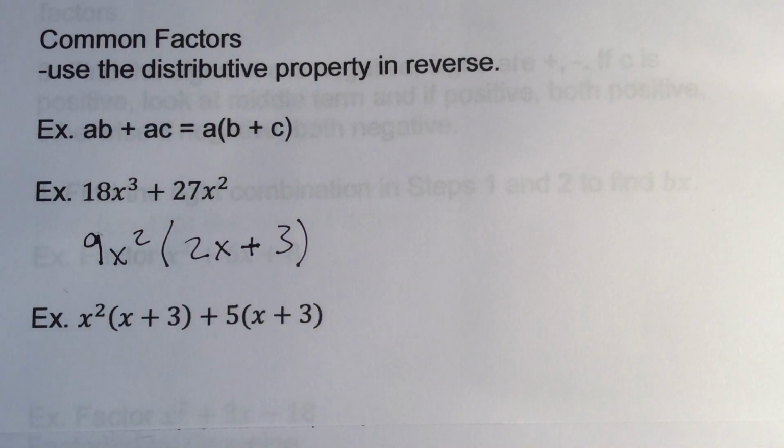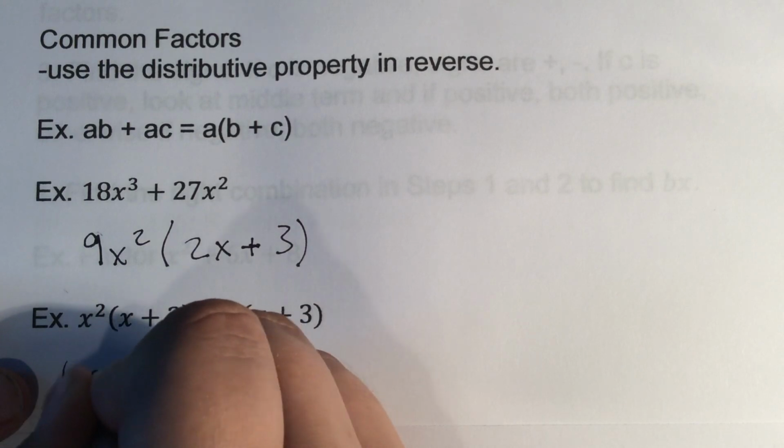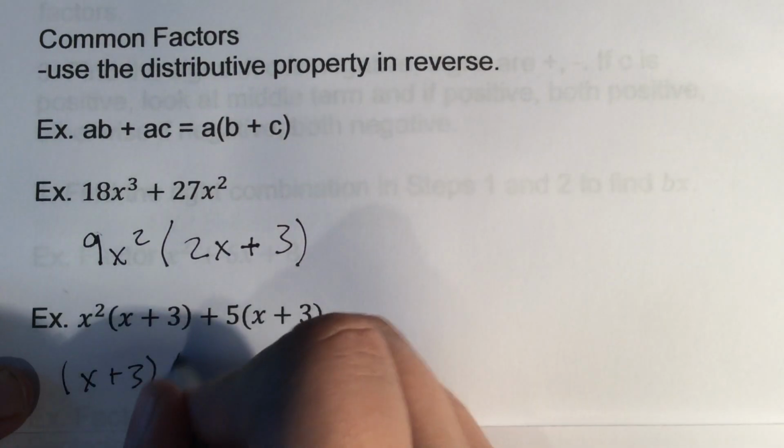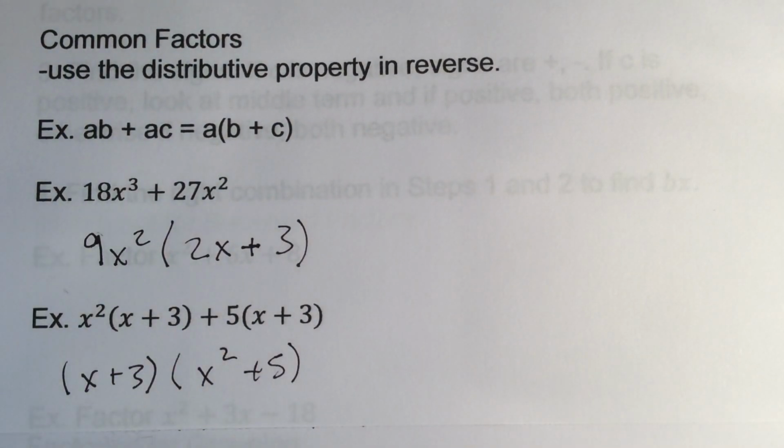Now, this one here, it's not just going to be a single thing that we're pulling out. They both have an x plus 3. So that's going to be our common factor there. Well, what's left? What's left is x squared plus 5. And this is really the basis of what we're going to get into next with factoring by grouping.